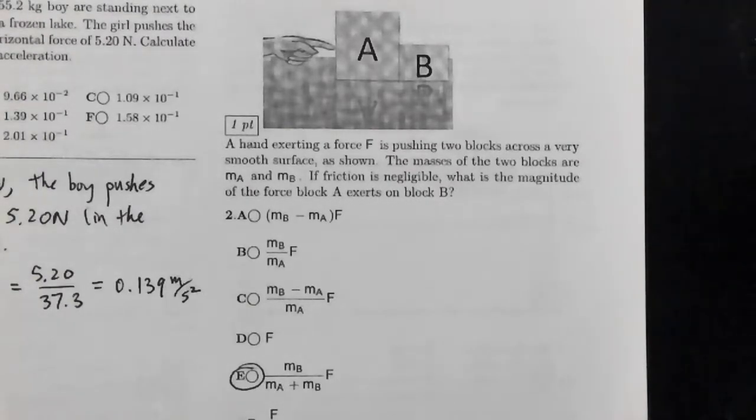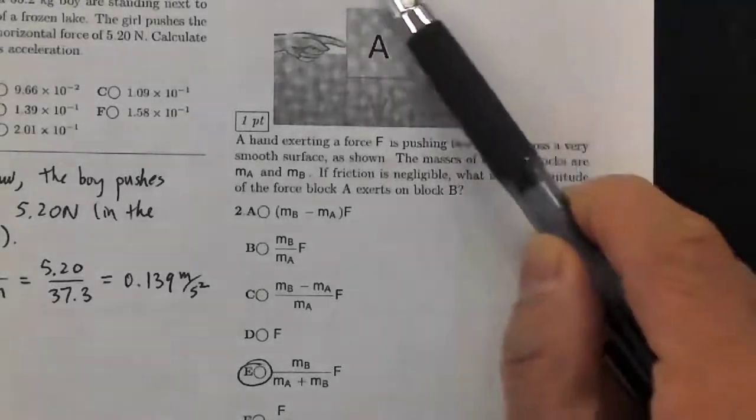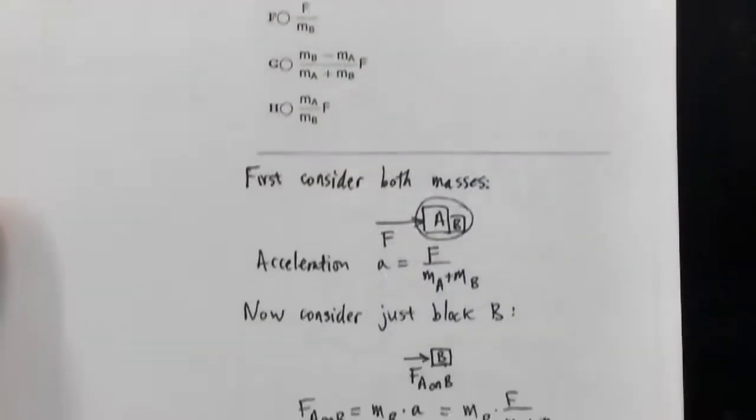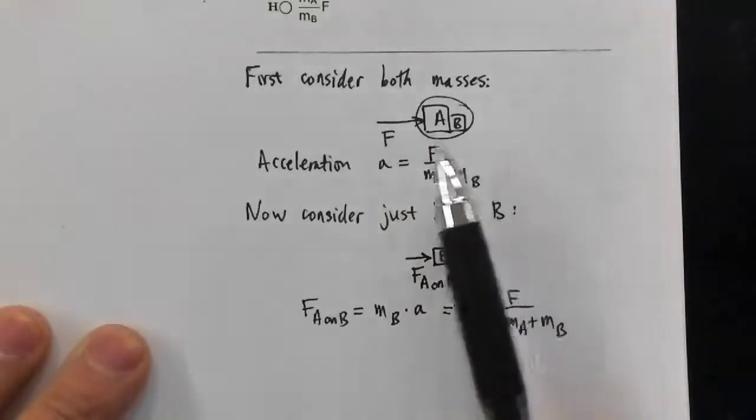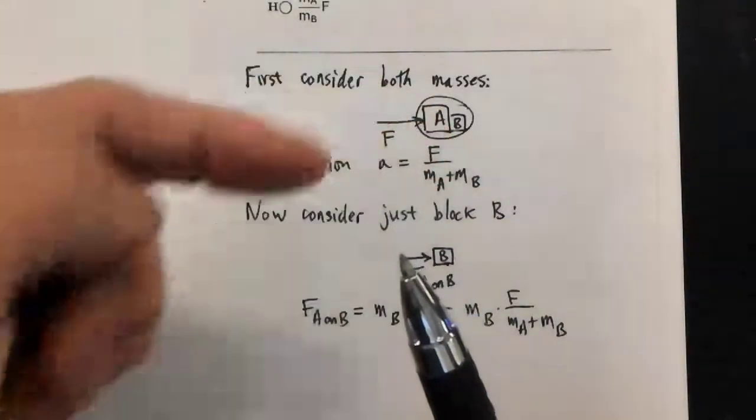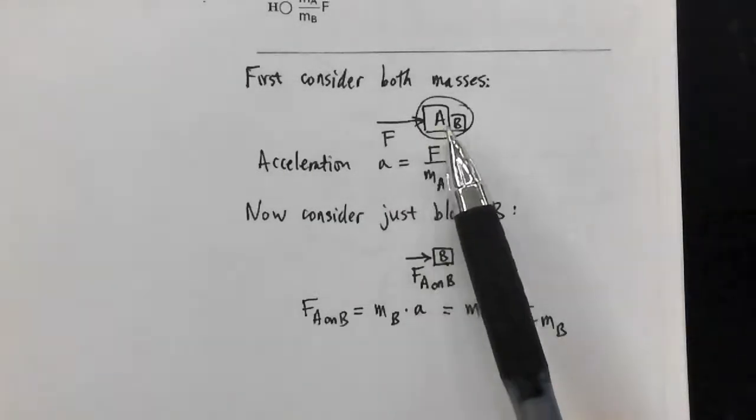So how do we do this problem? The simplest thing is to start off with both blocks together as one unit. So we consider both together, A and B together. We have the force going in this direction. So we can figure out the acceleration of both blocks together.